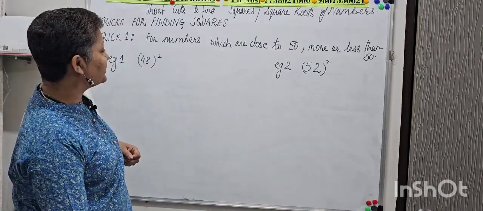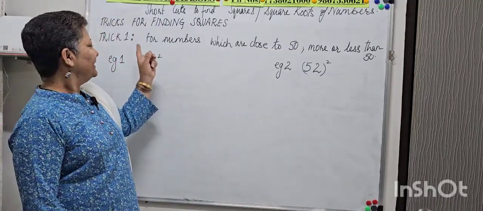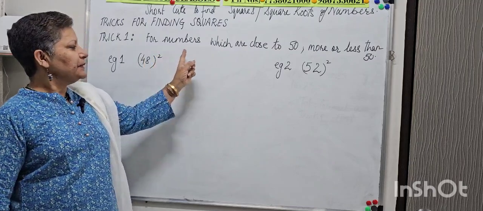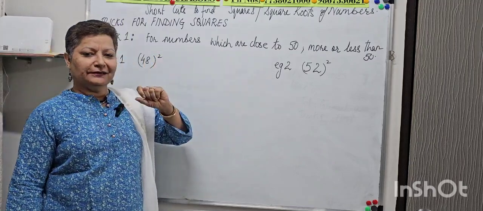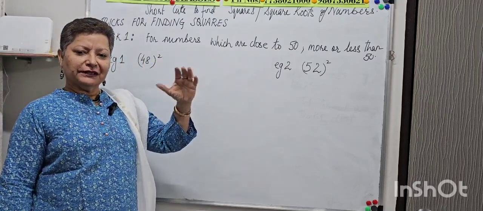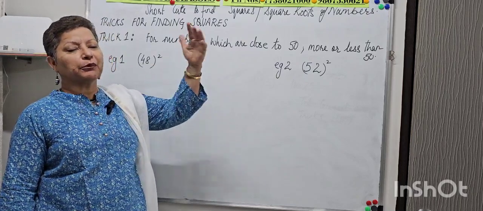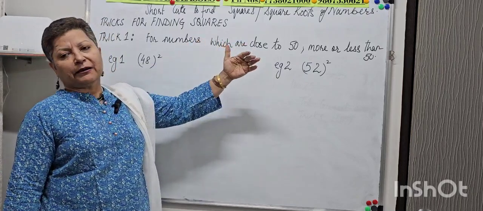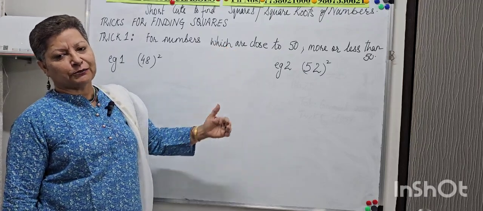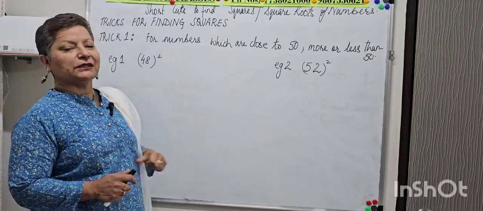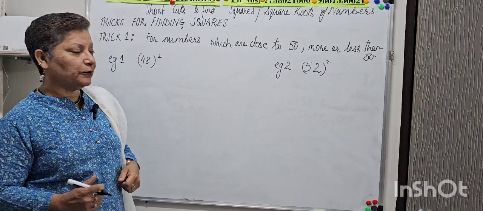So here goes trick number 2. This is specifically for numbers which are close to 50. They can be either more than 50, close by, or less than 50, close by, like anything in the range of 51, 50 up till 59, or come below 50, 49, right up to 41. So let's look at the ones which are less than 50. I'll give you an example first here.